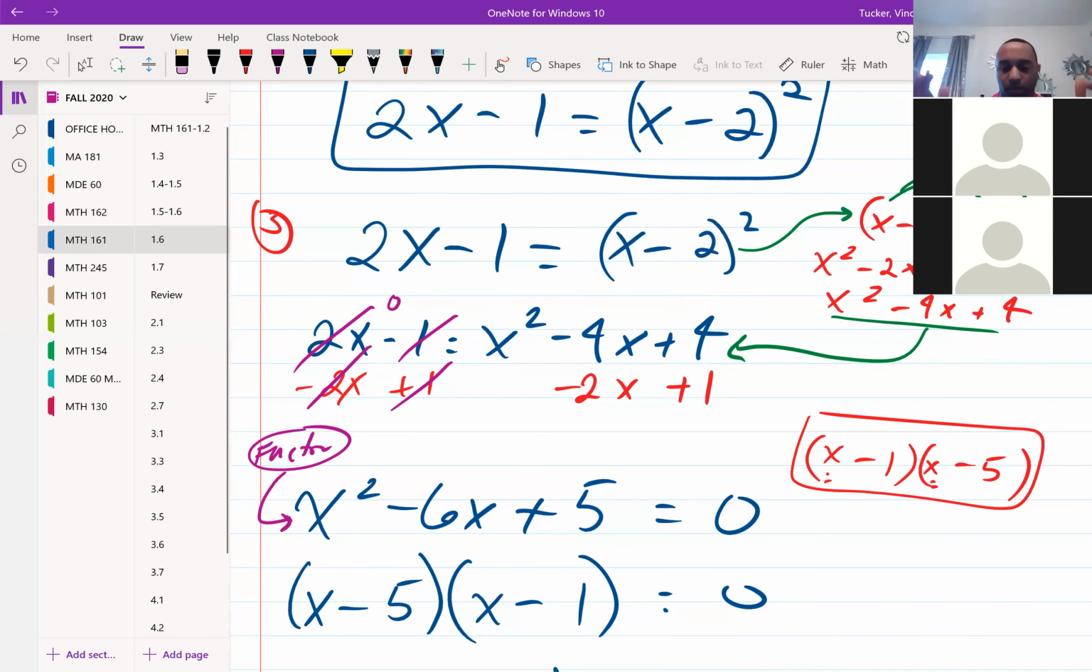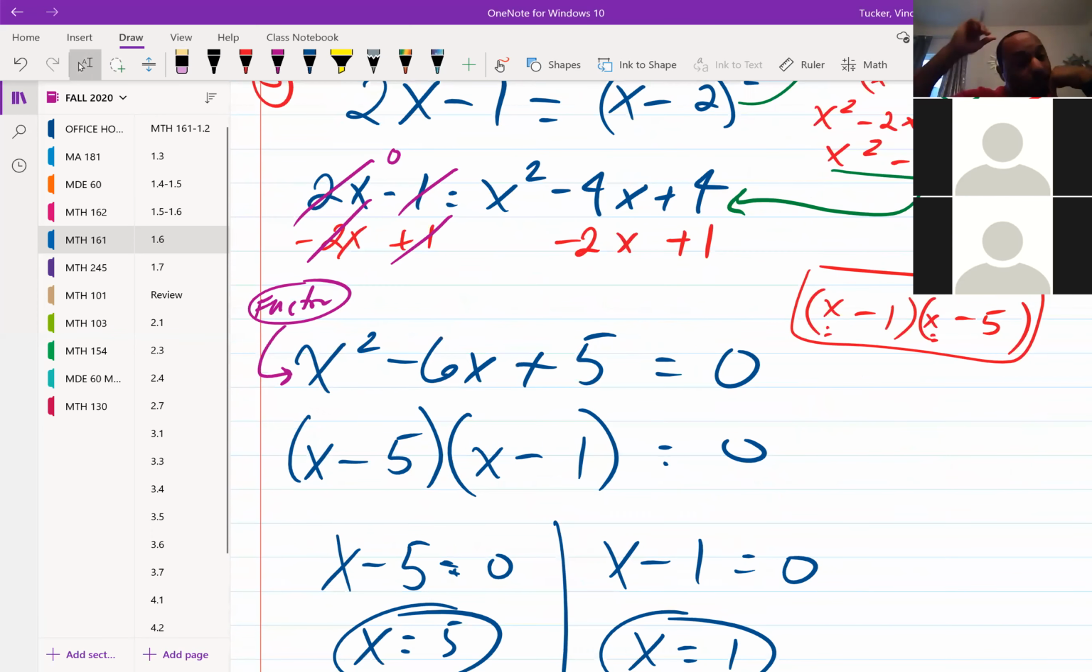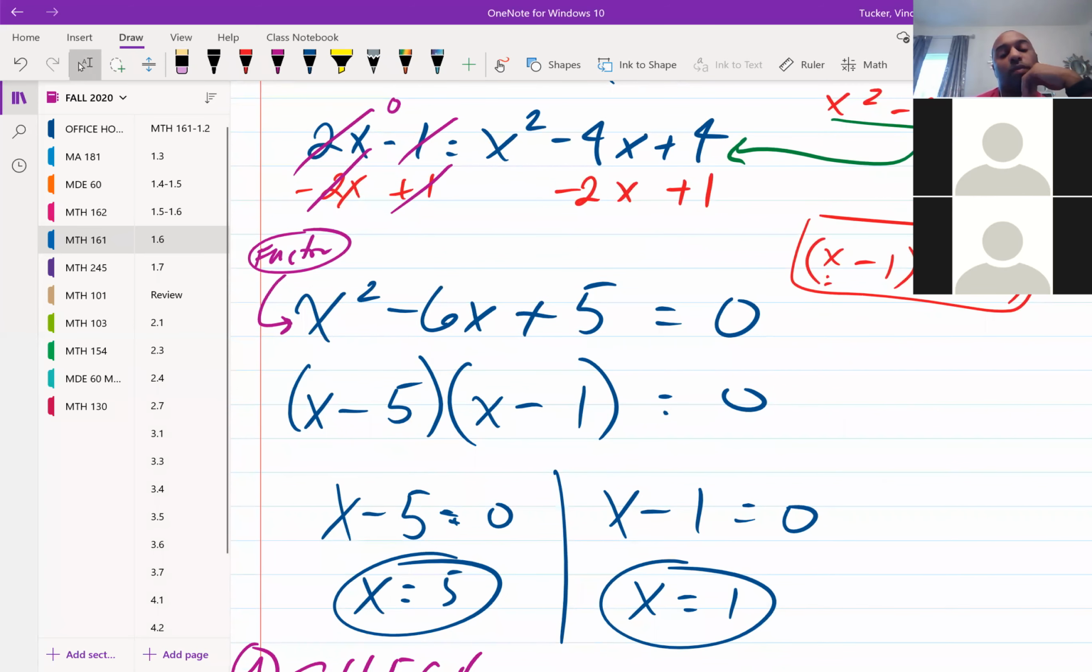All right. And remember, we can't go any further in our quadratic solving until we set that one side equal to 0. So that's why we had to do minus 2x and a plus 1. So once you factor that, now remember, if you don't want to factor, you can always use your quadratic formula. Either way, you will still get the same results. Set each part equal to 0. X minus 5 equal to 0 will give you 5. X minus 1 equal to 0 will give you 1 as a solution.